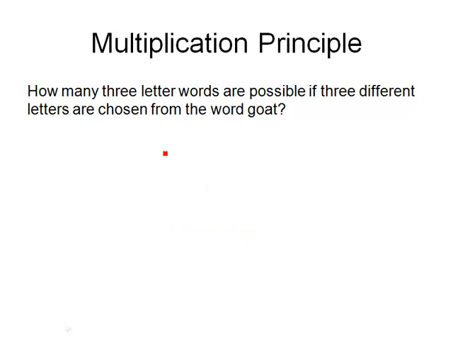How many three-letter words are possible if three different letters must be chosen from the word goat? So now I'm going to have three choices, but when I make my choices, once I've chosen a letter, I can't use it again. So there's 4 ways to choose letters from the word goat, but once I've chosen the first letter, there's only going to be 3 ways to choose the next letter, and then 2 ways to choose the last letter. So I get 4 times 3 times 2, which is also 24 different ways.